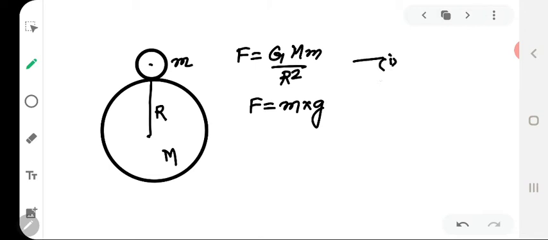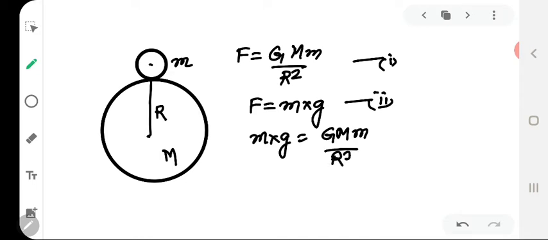Now, if we consider these two equations as 1 and 2, then from equations 1 and 2, on comparing, we get m into g to be equal to GMm by r square. We can cancel m from both the sides, and therefore we get the expression for g to be equal to GM by r square. Now this gives the value of acceleration due to gravity at the surface of the Earth.